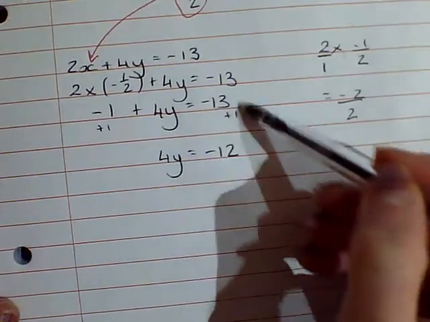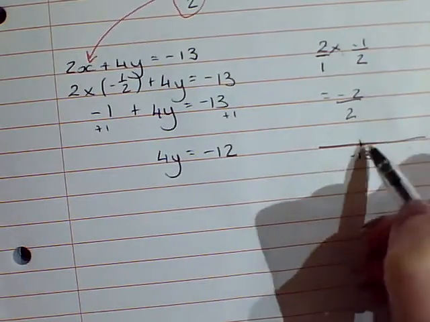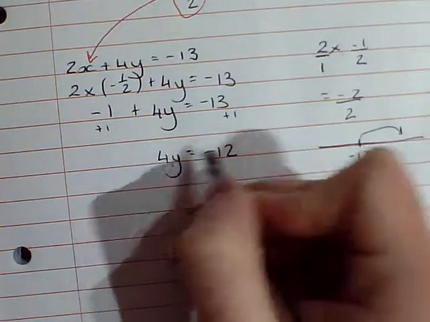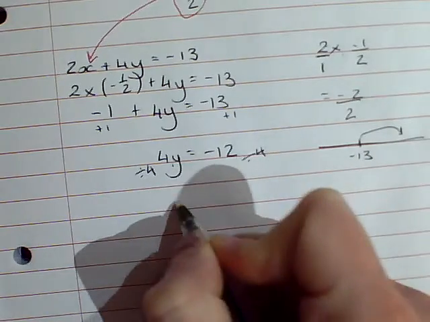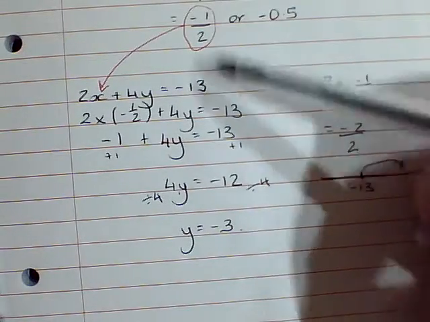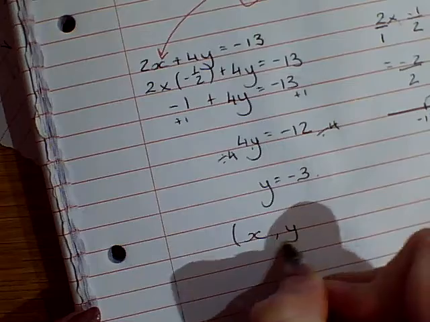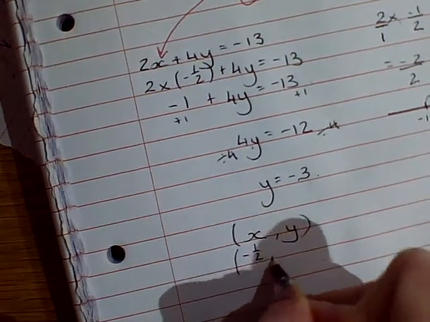Now with these, see if you need to draw a number line, please do so. So there's negative 13 and I'm adding 1, so I'm going that way. 4 times what is negative 12? Or we can divide both sides by 4 and we get minus 3. So that provides us that x is a negative a half and y is negative 3. So that sounds a bit like coordinates. Coordinates give us the x and the y. So if this was a coordinate, we could write it as negative a half, negative 3.